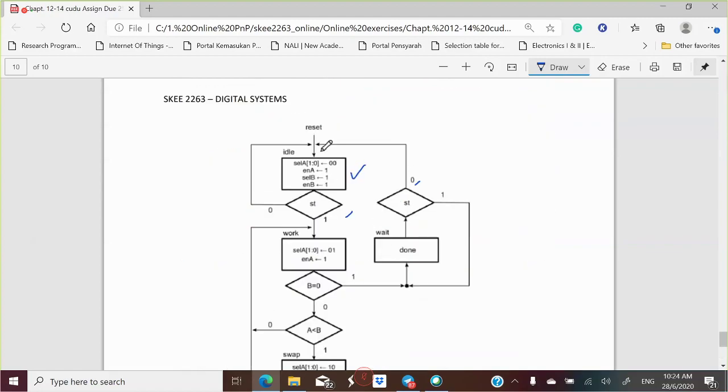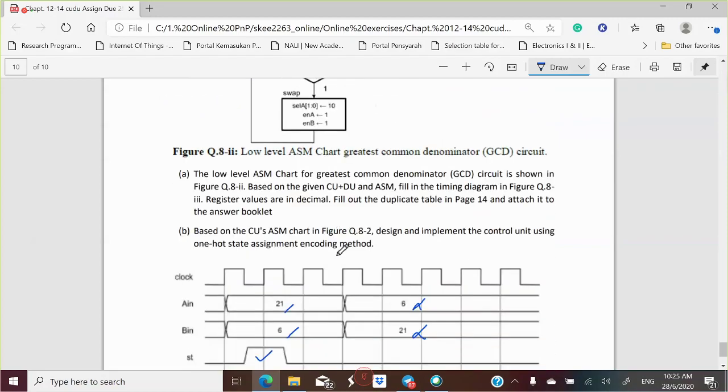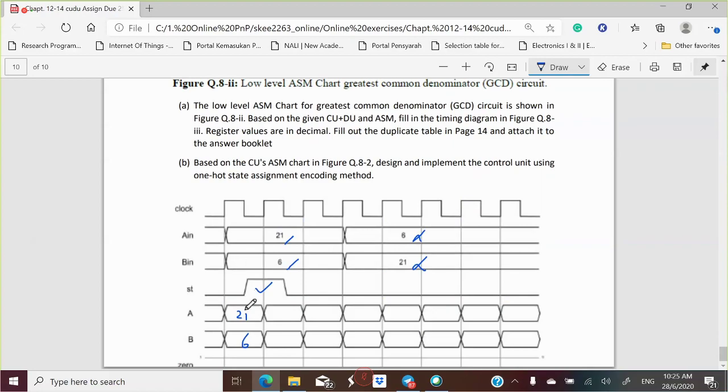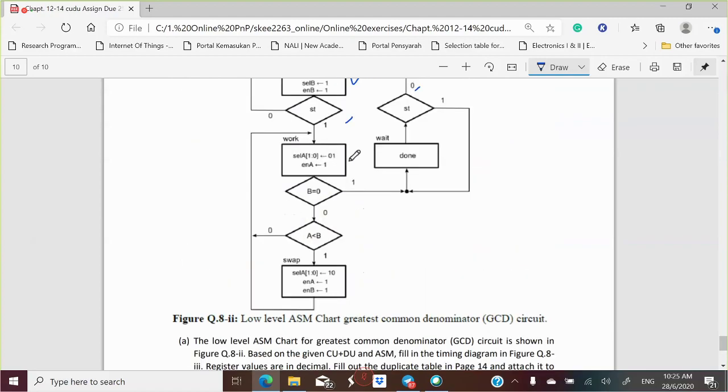Because here, enable A, select B, enable B. So that means the process of loading is already done before the start. I see. Okay, same as before. You have the load before and then you start. So the start is actually now you go to this one. And then what you do is select A, 0, 1, enable A is 1.